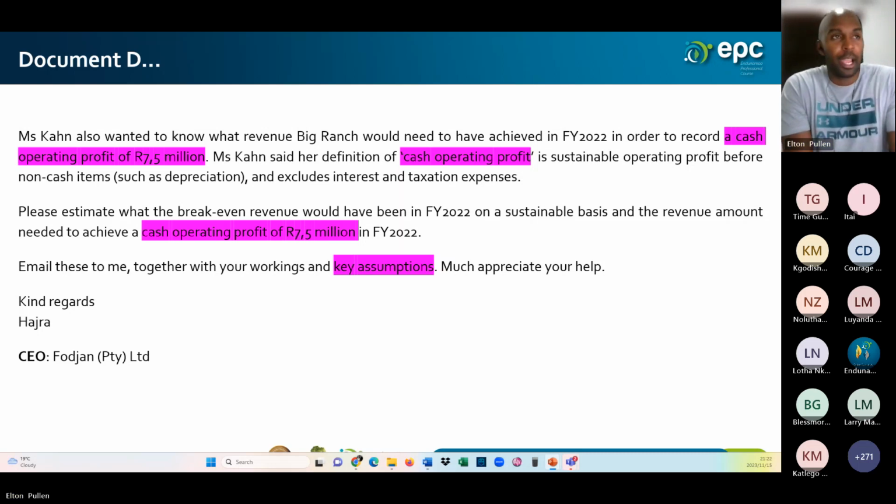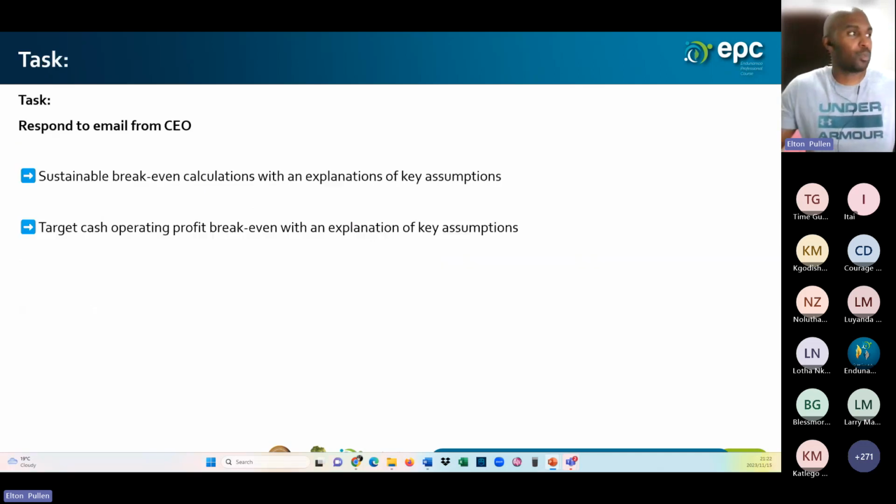Okay, so when we think of the big picture of competence, we've got to cover all aspects of a task. And here it's clear that there are 2 aspects, right? And both aspects are pretty much calculations. So the distinction between the 2 aspects was, the one is a sustainable break-even calc with the explanation of key assumptions. So just a normal break-even. And then the other one was a target cash operating break-even. So this is a break-even essentially to 0. And this one was a break-even for a certain number, but it was cash. So this second one had to be cash. So those are the 2 aspects of the task.